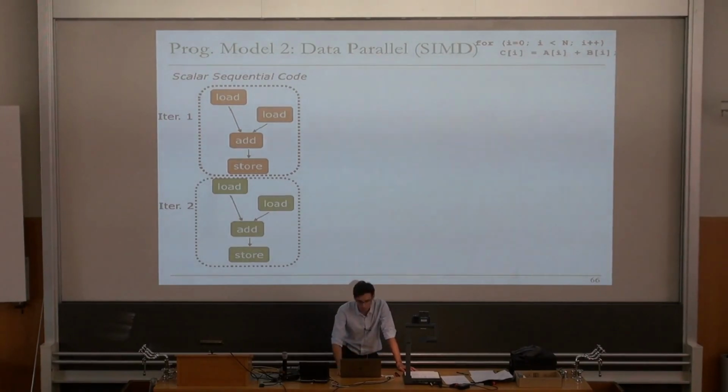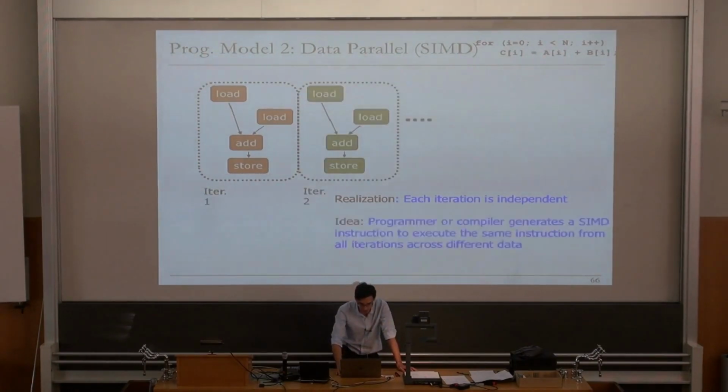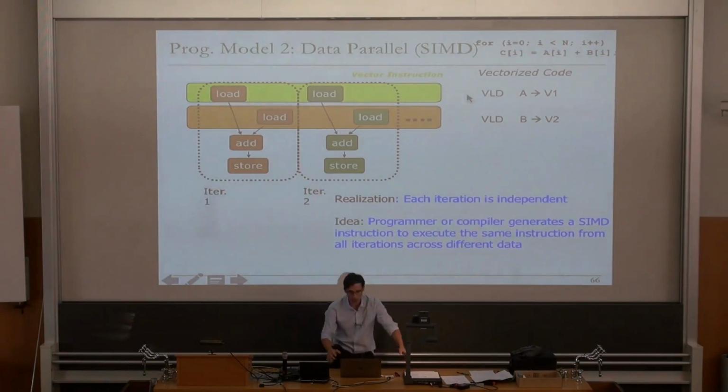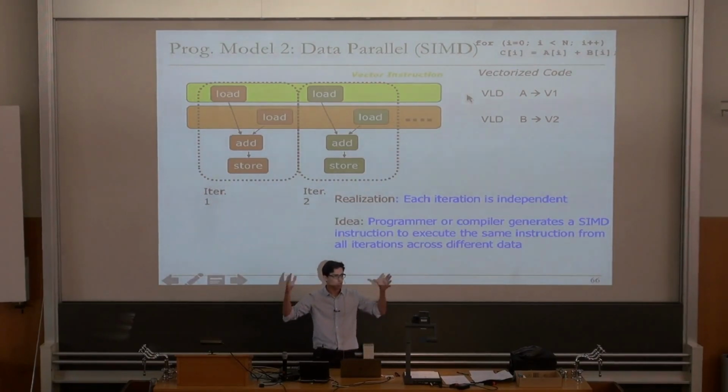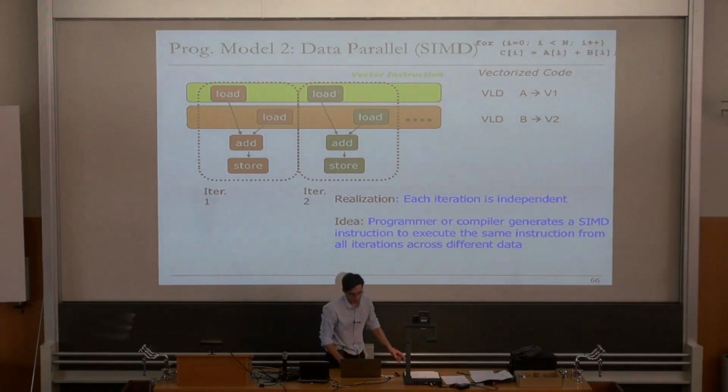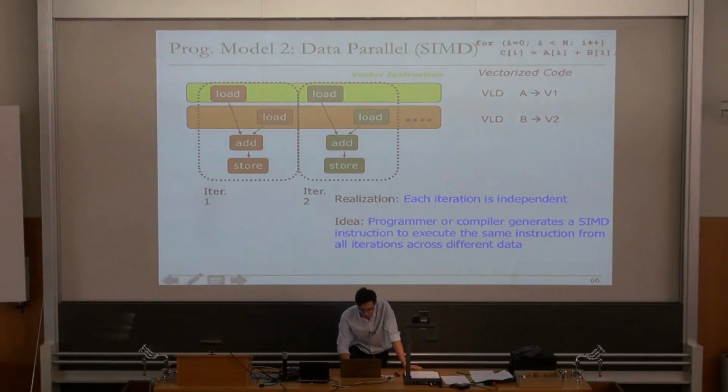What about a data parallel model, SIMD? Well, because of the realization that each iteration is independent, we can have all these operations being executed at the same time. So for example, these two loads, or more loads, can be in the same vector instruction. You already know how this works. We will be accessing array A in memory and getting some vector length elements from array A and storing them in vector register 1 in this case.